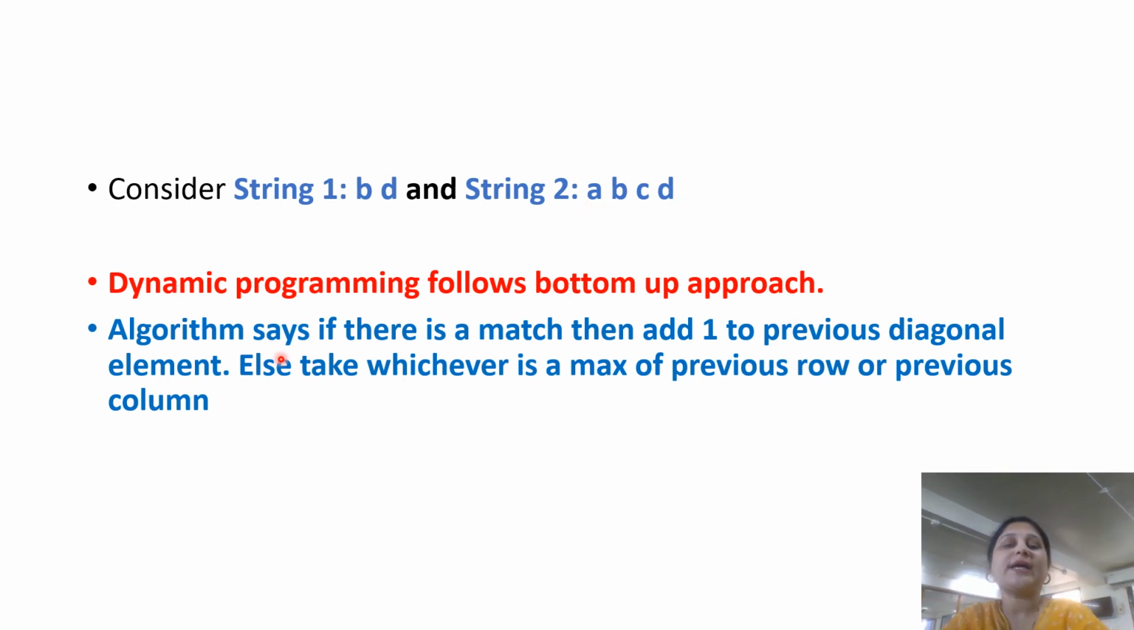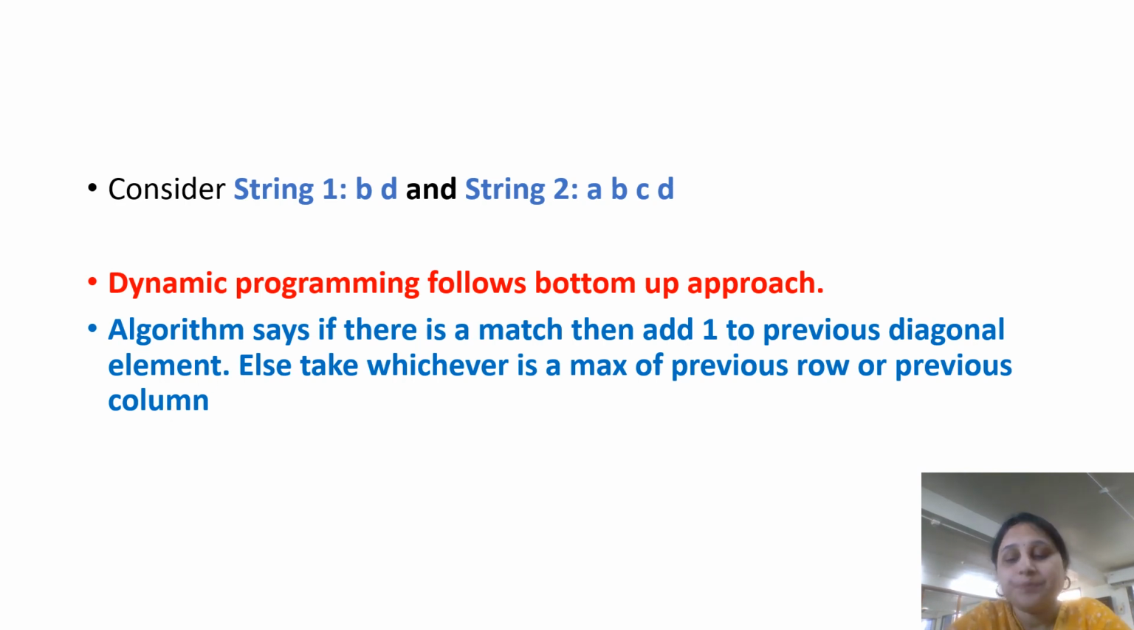Now the rule for dynamic programming is it follows the bottom up approach. You will understand when I solve this example what we mean by bottom up approach. What the algorithm says is that if there is a match, then add 1 to the previous diagonal element, else take whichever is the max of the previous row or previous column. Means what, students? Here we are going to construct a table.